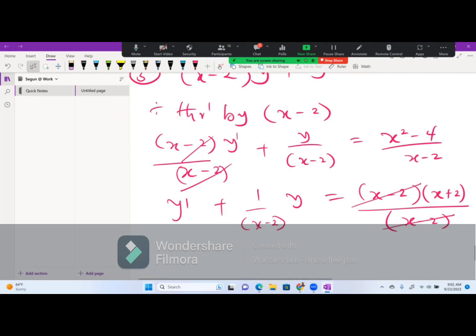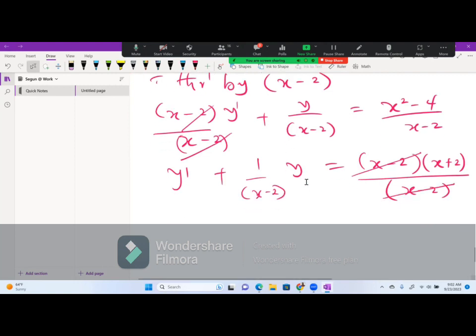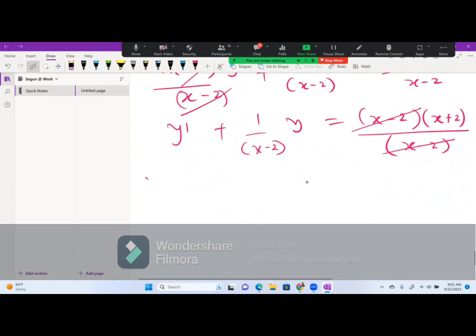So at the end of the day, what do we have? We have a general problem: y prime plus 1 all over x minus 2 y equals x plus 2. Any question? So in this case now, what is your p of x? Our p of x is 1 all over x minus 2.